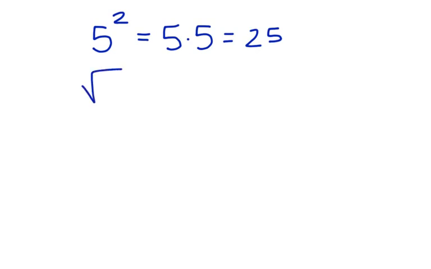Let's review squaring a number. So if we have 5 squared, we know that that is the same as 5 times 5, which is equal to 25. If we want the square root of 25, we want to figure out what number times itself is equal to the value inside the radical. In this case, we know that that answer would be 5. We can say that this is evaluating a radical expression.